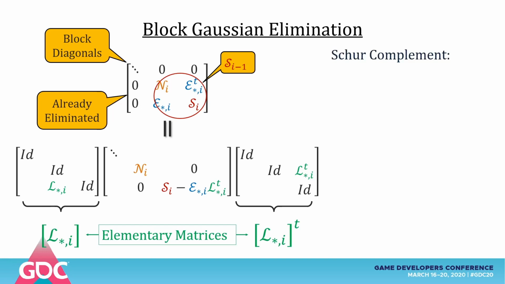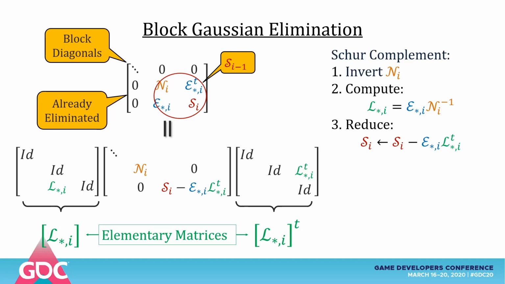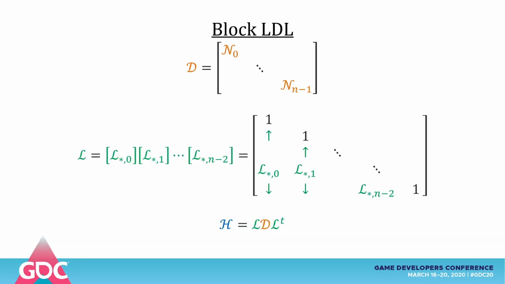The algorithm underlying the Schur complement is divided in 3 steps. Number 1, invert the node matrix N. Number 2, compute the elementary matrix L. And number 3, reduce the S matrix. After the last iteration, we will be left with a block diagonal matrix and the lower triangular matrix L, that's the product of elementary matrices in the order they were produced. And these are the factors of the LDL decomposition of our matrix.